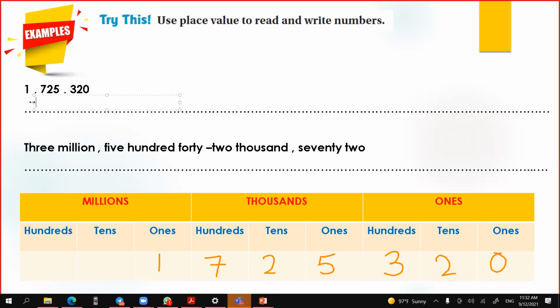So I will repeat now. 1 million, comma. After I finish the first period, let's go now to the second period, which is the thousands period. What do we have here now? 700. Who can continue? 700 what?